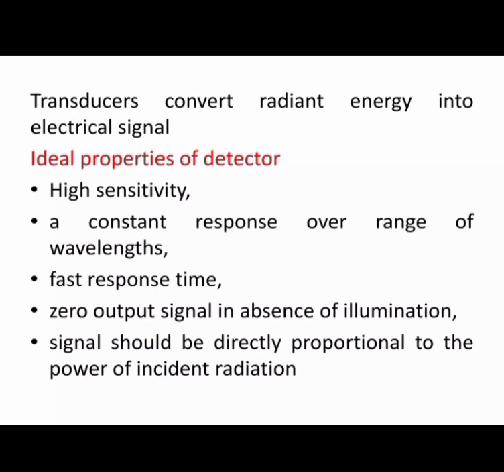Today we are going to discuss detectors used in spectroscopy. First, we define detectors. Detectors are the transducers that convert radiant energy into an electrical signal. Ideal properties of detectors: high sensitivity, a constant response over a range of wavelengths, fast response time, zero output signal in the absence of illumination. The signal should be directly proportional to the power of incident radiation.